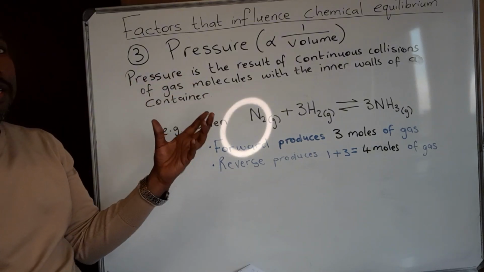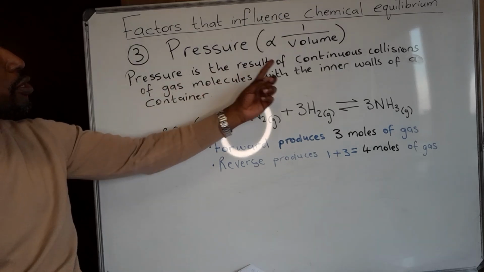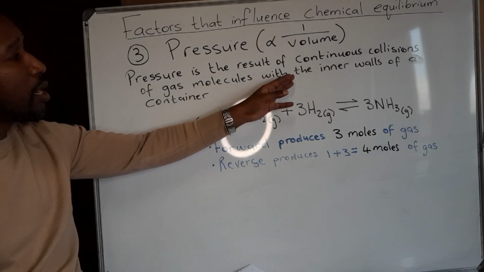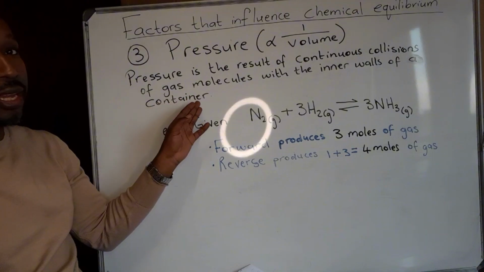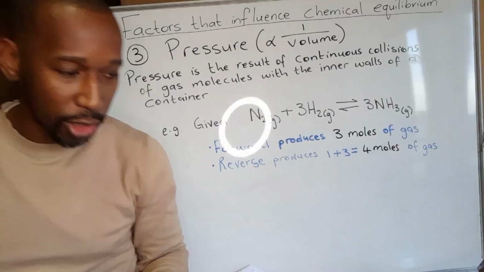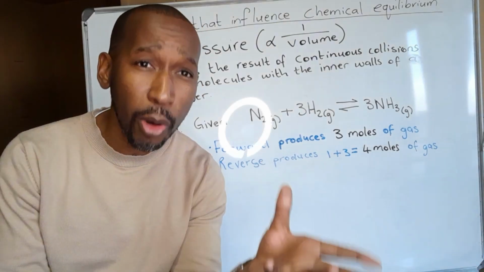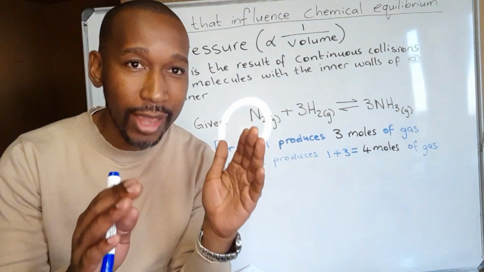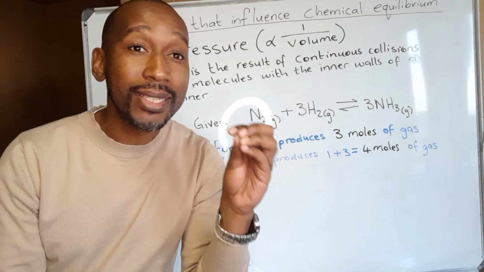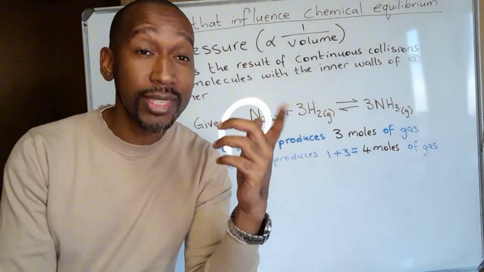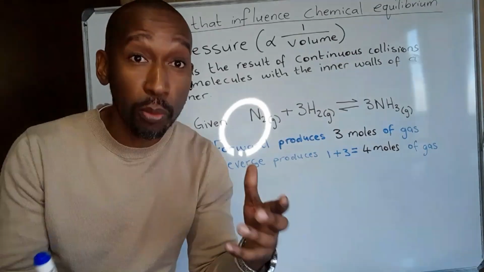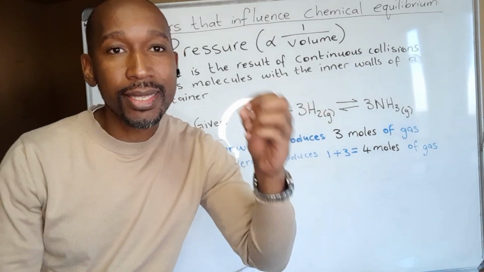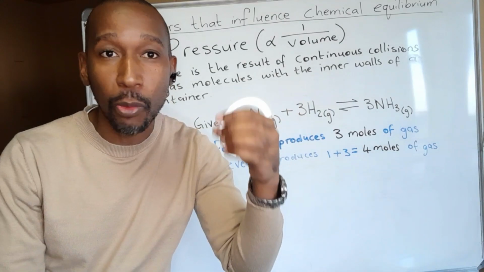Now, what is pressure? Pressure is the result of continuous collisions of a gas molecule or gas molecules with the inner walls of a container. You can see it when you are boiling something, whether it be a pot or a kettle. At low temperature, it's not moving, it's quiet. But as you get to boiling temperature, it starts shaking, it starts making more noise. Why is that? That's the gas particles hitting the sides of the container.